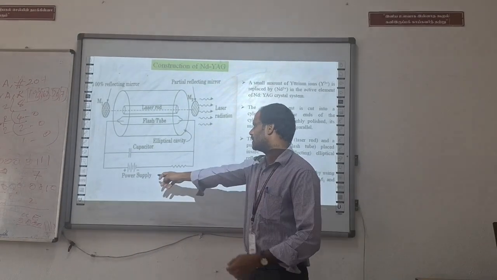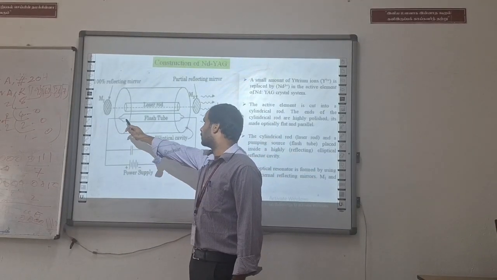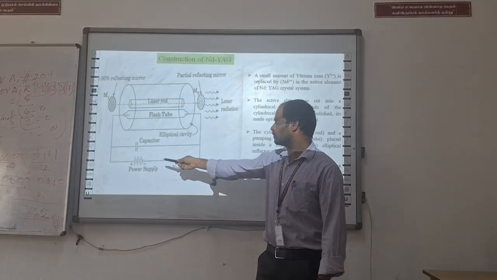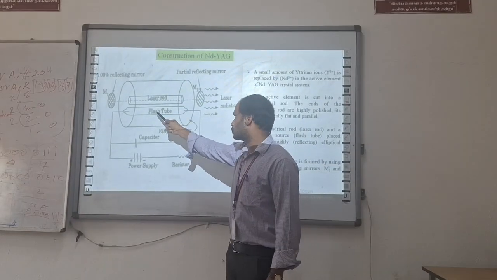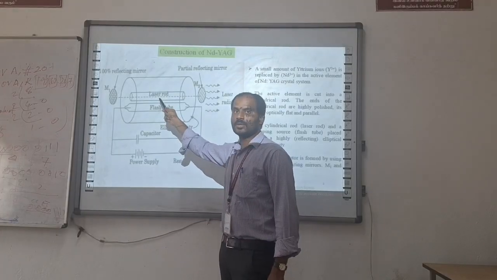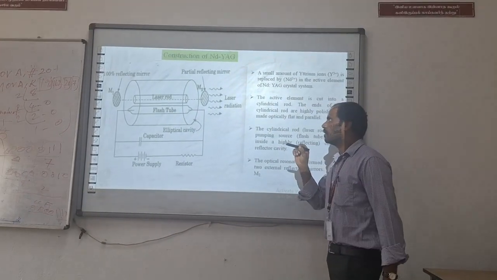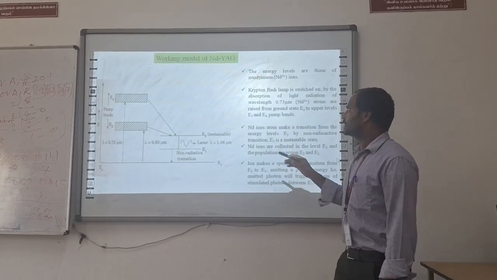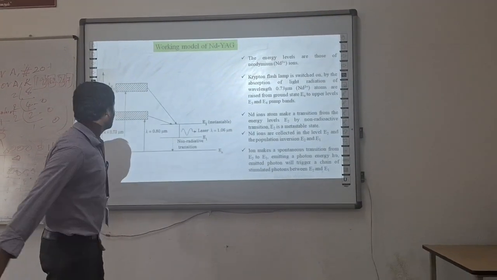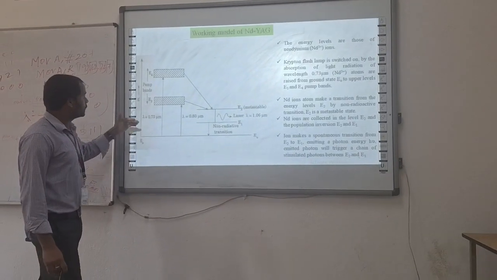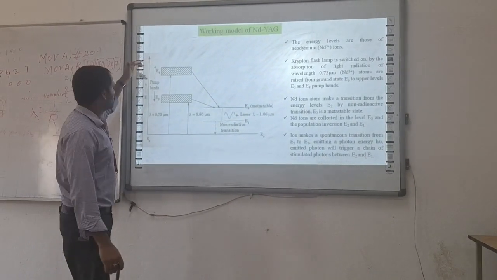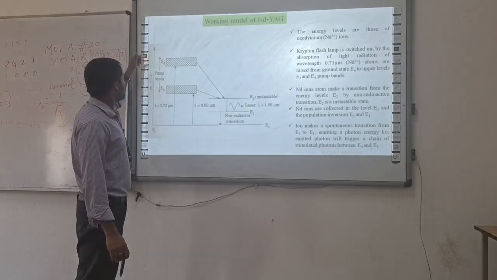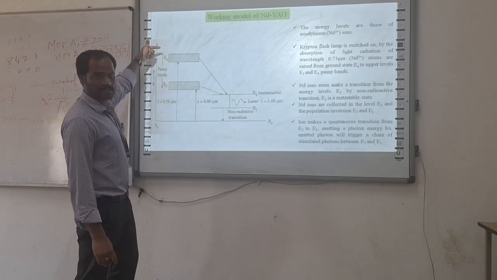Once we switch on the power supply, the xenon flash tube turns on. The ground state atoms are excited by the flash tube, and the process continues in the laser rod. These are the working steps of the Nd:YAG laser system. The ground state atoms move to the excited state levels, first E1 and E2, then E3, then E4, as they are pumped.